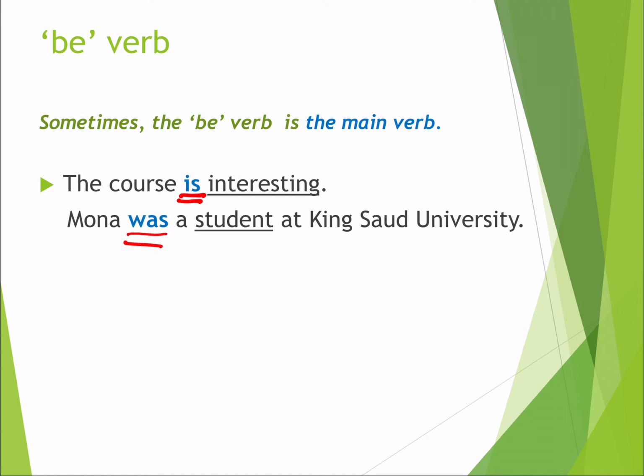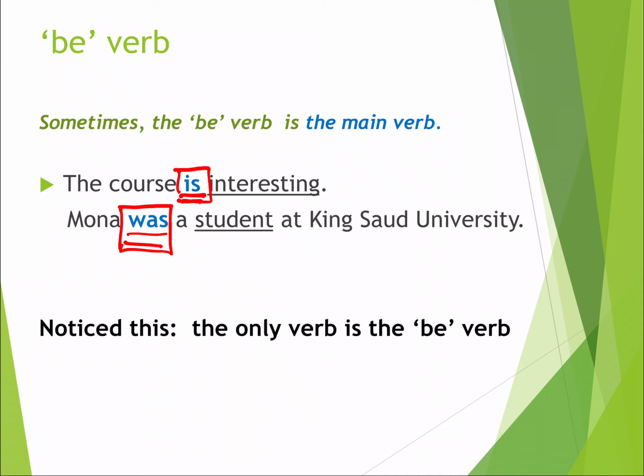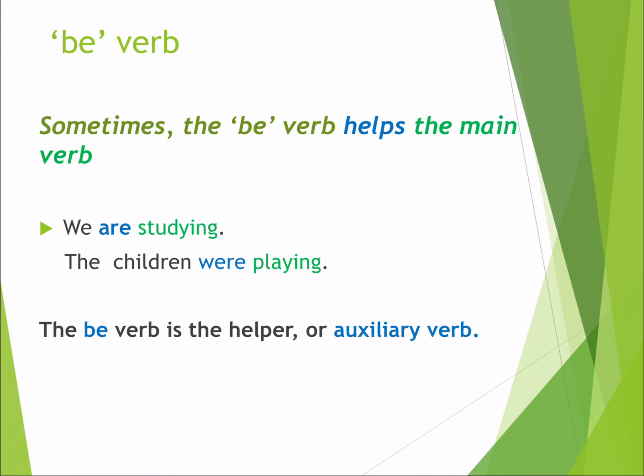How many verbs can you see in each sentence? Only one, right? In this case, the be verb, it's our only verb. It's our main verb. Okay, so when there's one verb, it's the main verb. We make some verb tenses by using only one main verb. But sometimes the be verb is the helper verb. It helps the main verb and we need both to form the verb tense.